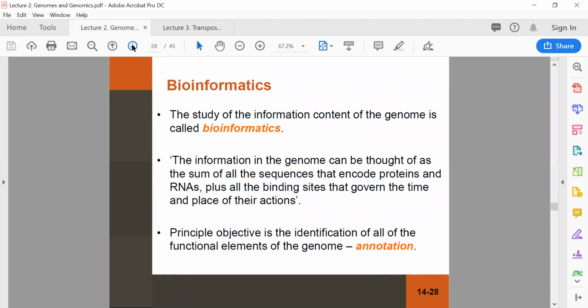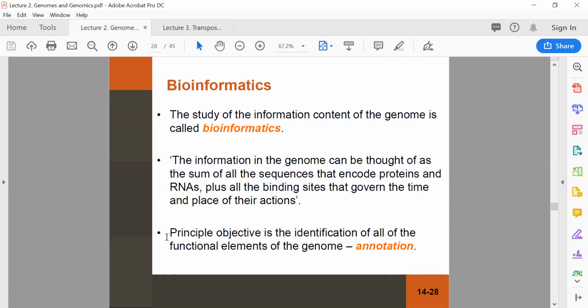All right, so let's look at bioinformatics. The study of the information content of the genome is called bioinformatics. Information in the genome can be thought of as the sum of all the DNA sequences that encode proteins or encode RNA molecules, plus all the binding sites that govern the time and place of their actions. So the principal objective is the identification of all the functional elements of the genome, and this is referred to as annotation of the genome.